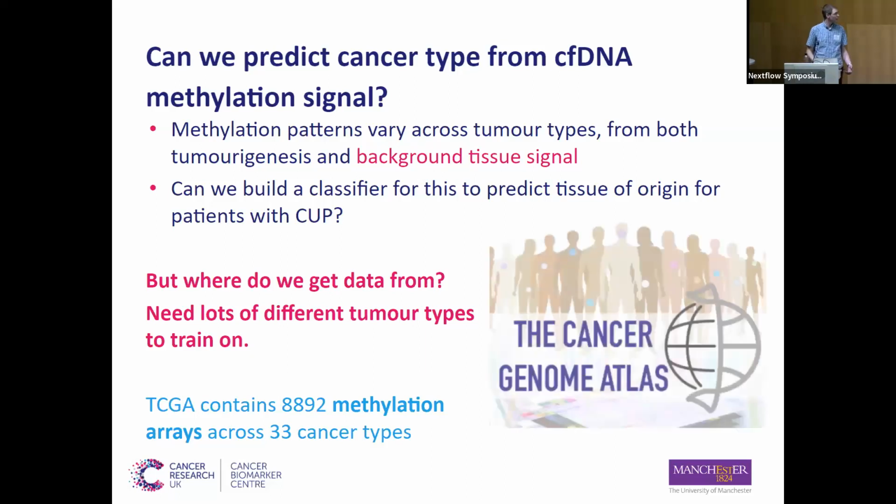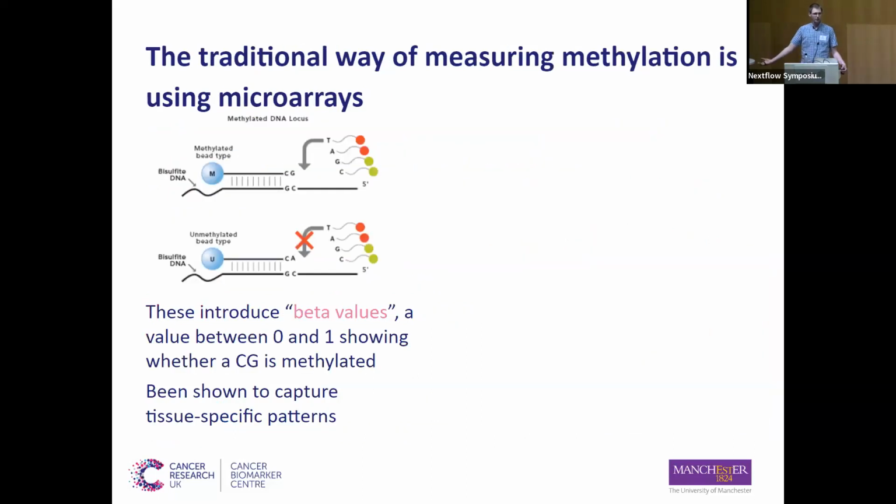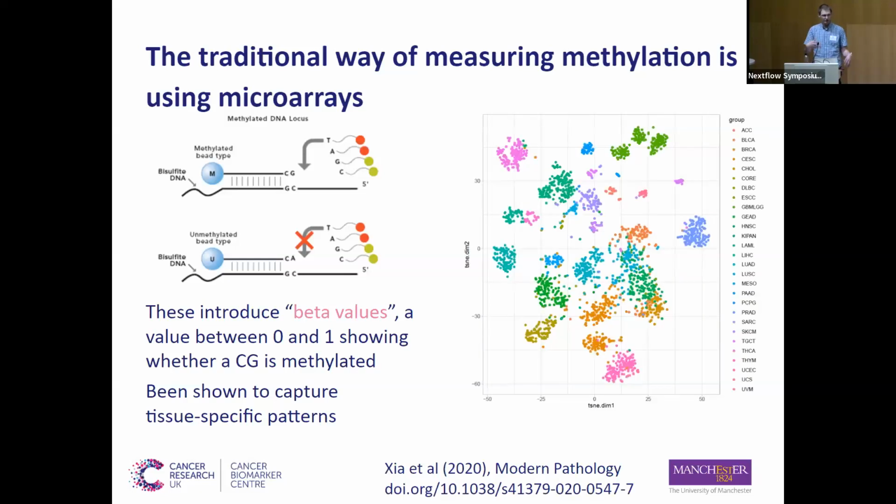So where do we get that from? We get that from TCGA. So TCGA, the Cancer Genome Atlas, was a massive project that sequenced about 9,000 tumor samples with methylation arrays. So that's methylation arrays. It's an older technology. It measures at fixed locations on the genome and calculates what are called beta values, which measure the methylation between 0 and 1. And people have taken the TCGA data and shown, oh, look, you can see tissue-specific patterns, as you might expect.